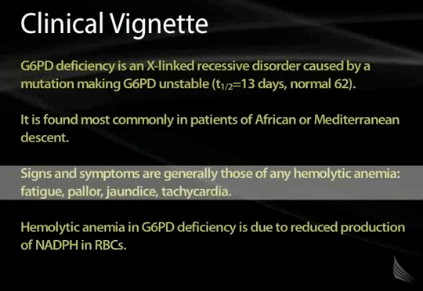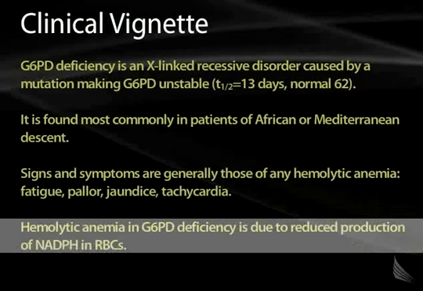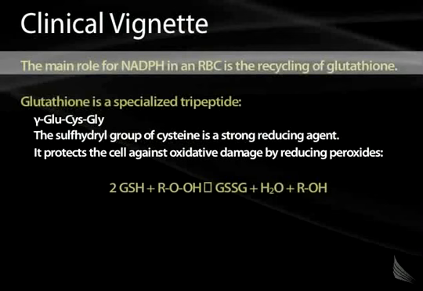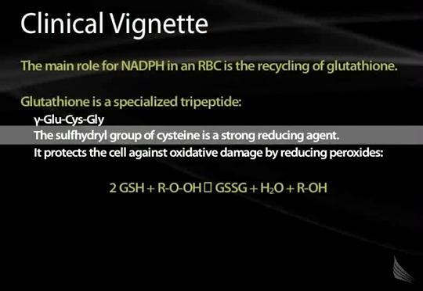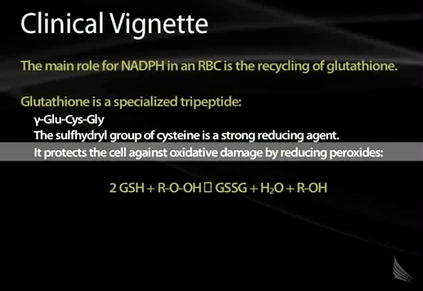The signs and symptoms of this disease are generally those of any hemolytic anemia, things like fatigue and pallor, jaundice, and tachycardia. The hemolytic anemia in G6PD deficiency is due to the reduced production of NADPH in red blood cells. The main role for NADPH in a red blood cell is recycling of glutathione. Glutathione is a specialized tripeptide made up of a gamma-glutamic acid molecule bonded to cysteine and glycine. The sulfhydryl group of the cysteine is a really strong reducing agent. So it protects the cell against oxidative damage by reducing peroxides in the cell, as shown in the equation below.